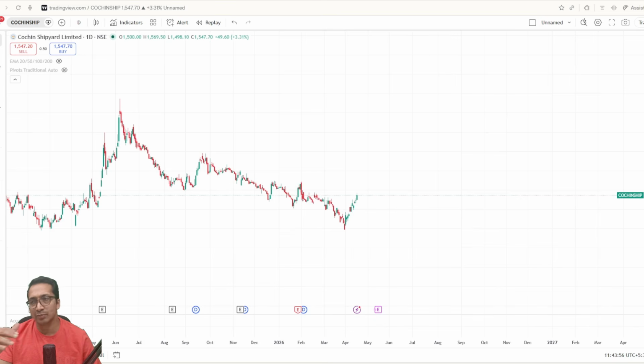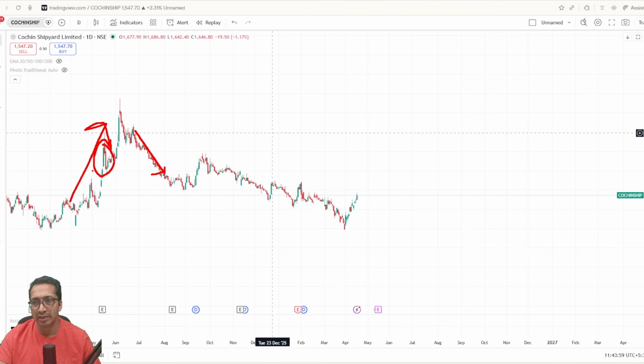So the simple concept is that when buyers are pushing the market higher, it is in an uptrend, and when sellers are pushing the market down, it is in a downtrend. Here the sellers are pushing the market down. Here the buyers are pushing the market up. Here there was some kind of profit booking, and because of that we had to see the market coming down, and after that it has again resumed.